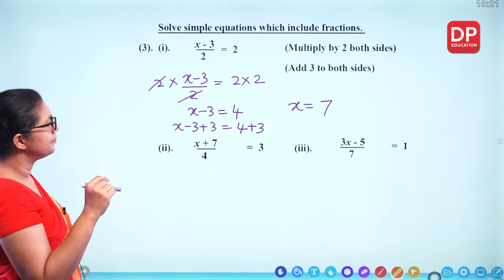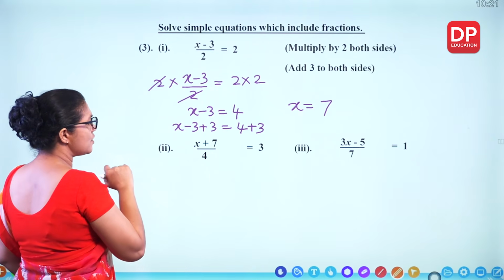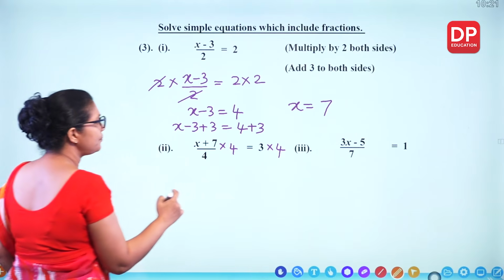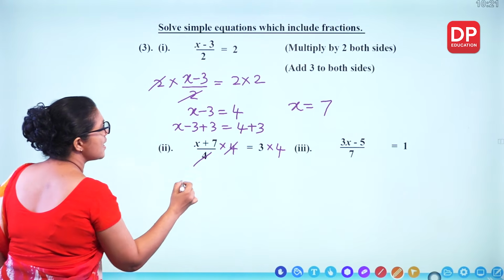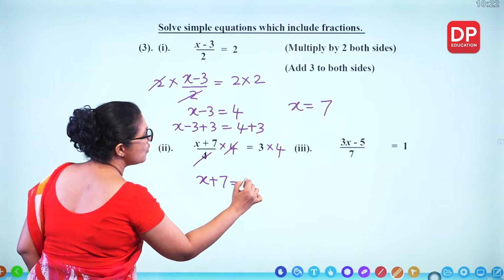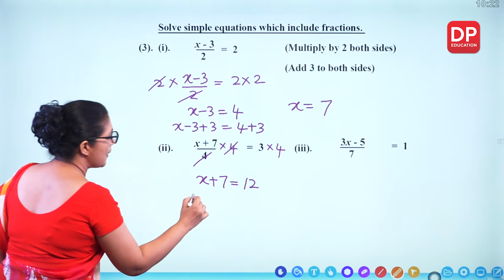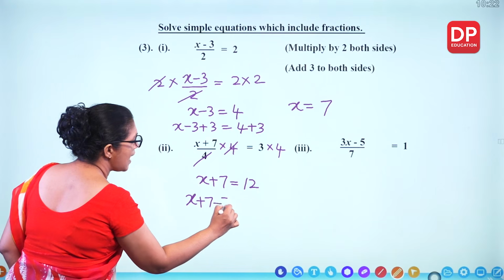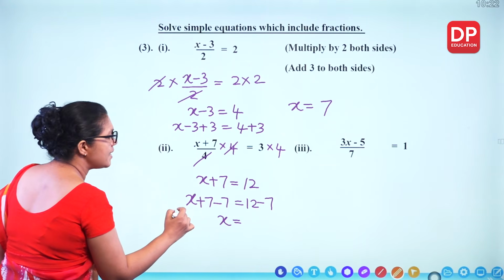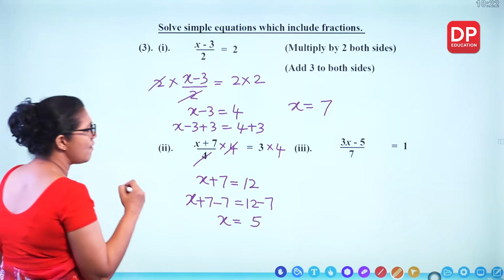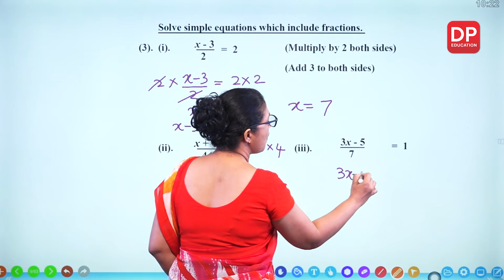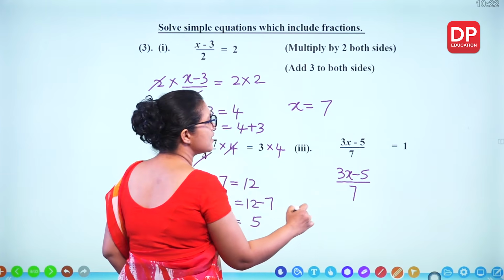4 plus 3. This one, denominator is 4. So you multiply both sides by 4. What happens? This gets cancelled out. You get x plus 7 equals 3 into 4. That's 12. Subtract 7 from both sides. You get x equals 12 minus 7. That's 5.